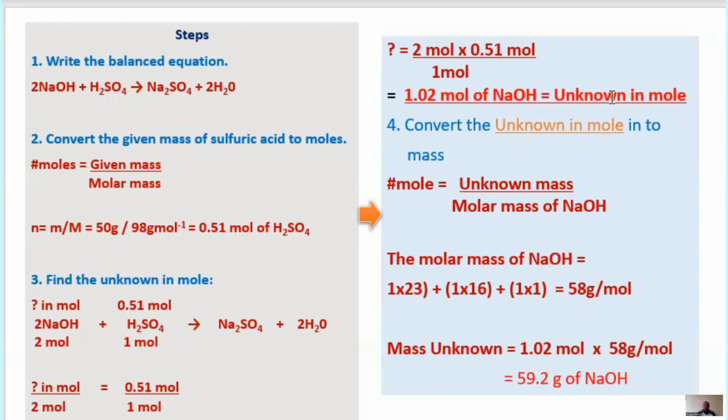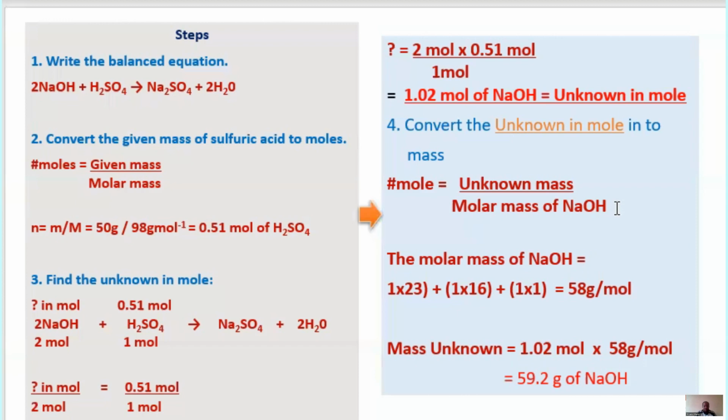The unknown in mole must be converted into mass, because you are asked to find the mass of sodium hydroxide. How can we convert this mole into mass? We use this formula, number of mole equals unknown mass divided by the molar mass of sodium hydroxide. When we find the molar mass of sodium hydroxide, we use the mass of 1 mole of sodium hydroxide.